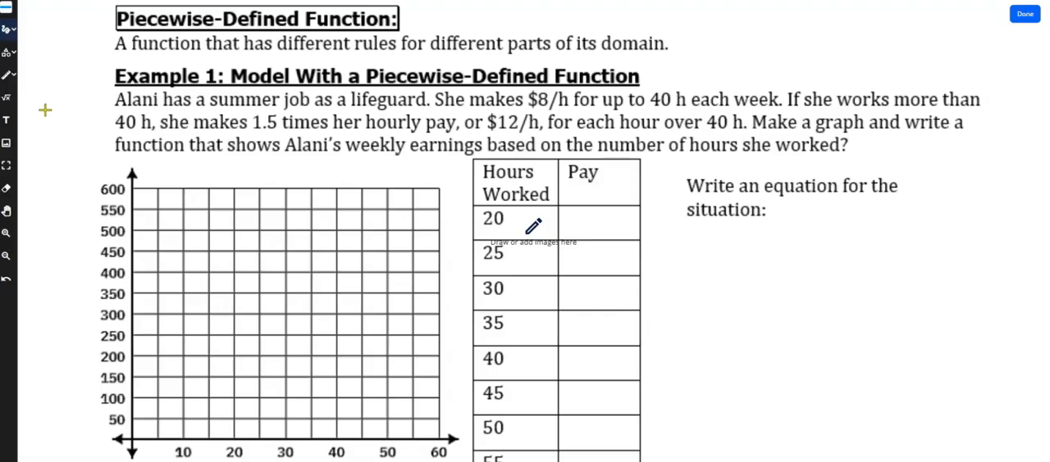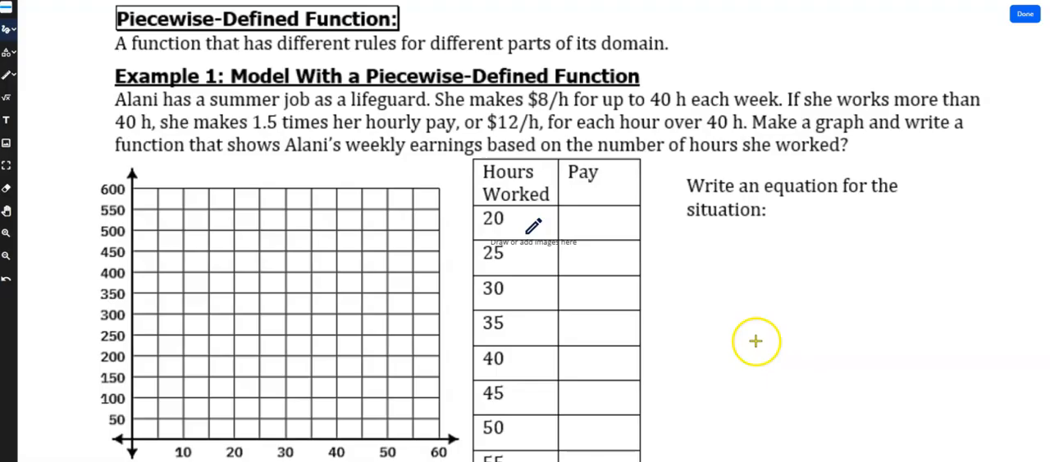So if I'm saying her name correctly, Alani has a summer job as a lifeguard. She makes $8 per hour for up to 40 hours per week. If she works more than 40 hours, then she makes 1.5 times her hourly pay. That means she gets $12 an hour. So she gets $4 extra an hour for the hours that are over 40. She does not get the extra $4 for all the hours she worked, just the part over 40 hours.